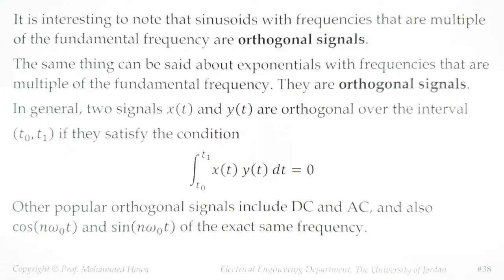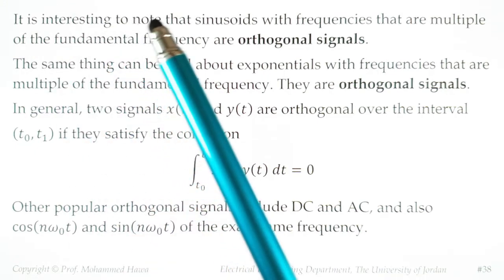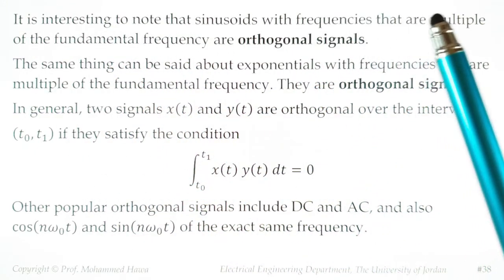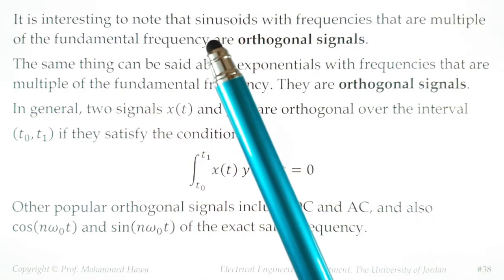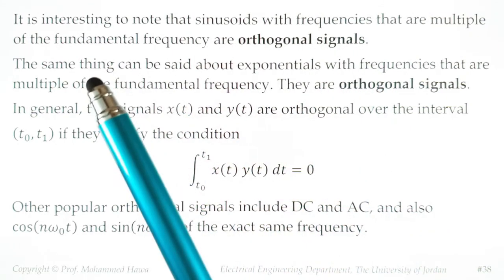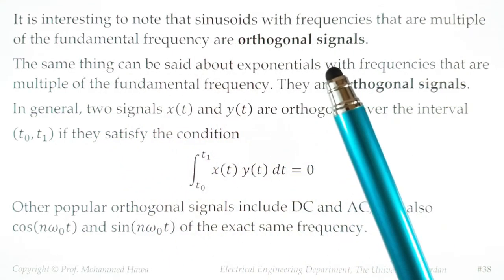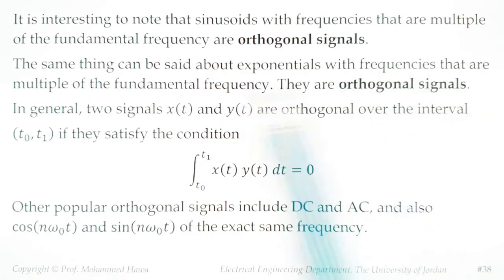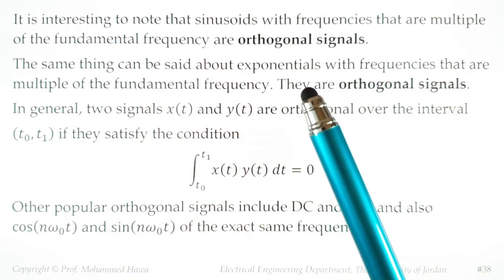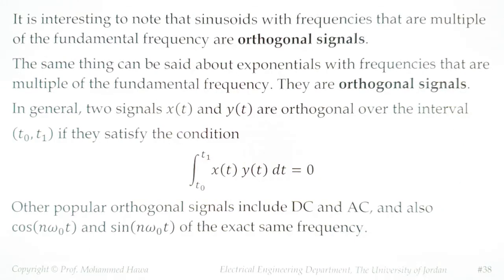Another important word is orthogonal signals. Please remember that sinusoids with frequencies that are multiples of the fundamental frequency are orthogonal signals. The same thing can be said about complex exponentials with frequencies that are multiples of the fundamental frequency. Those are called orthogonal signals. So the cosines we're adding together to get the periodic signal, the complex exponentials we're adding together to get the final periodic signal, are actually orthogonal signals.